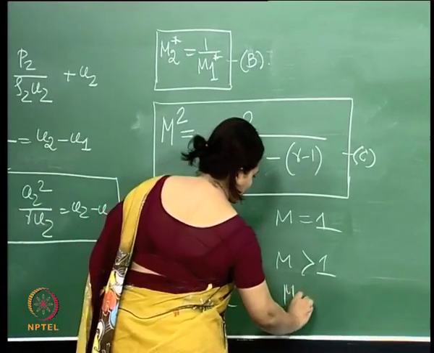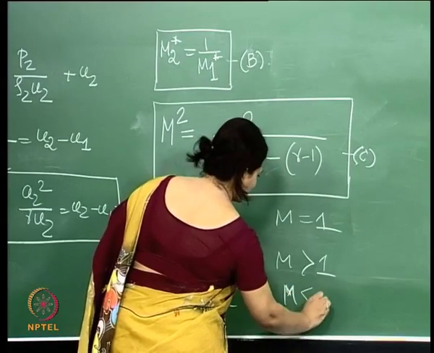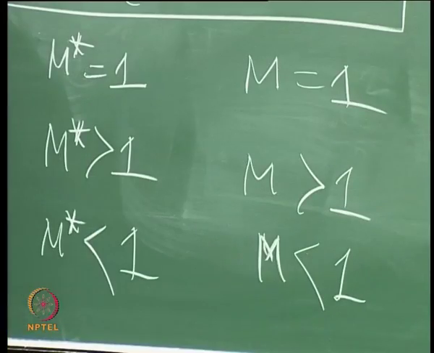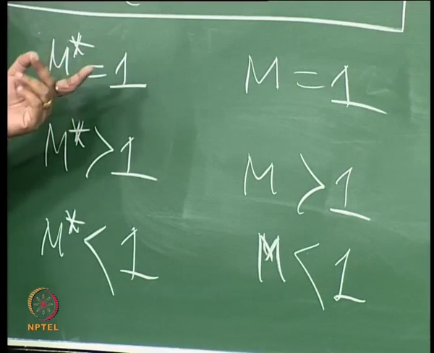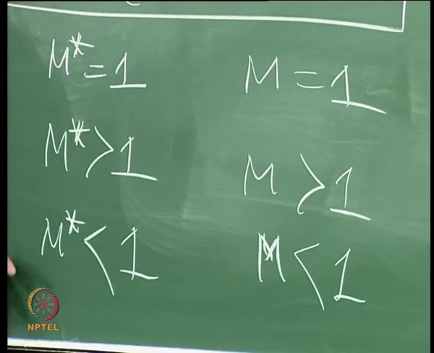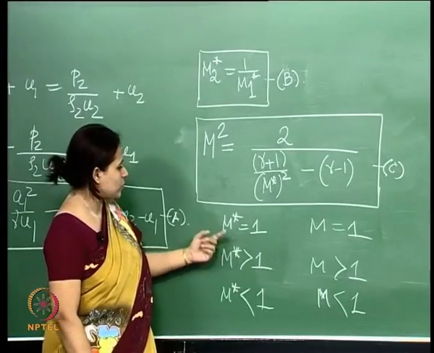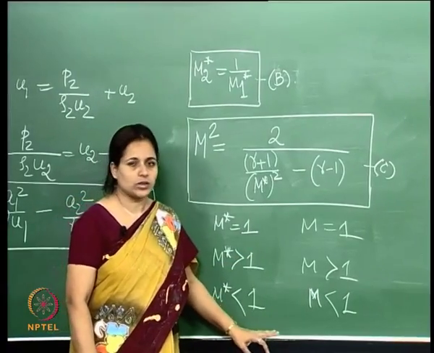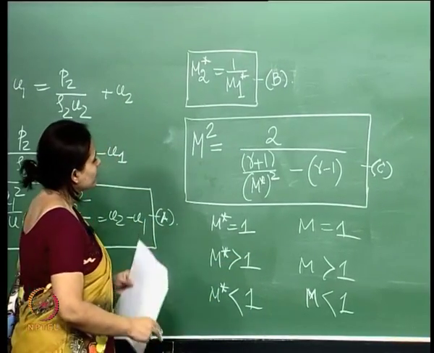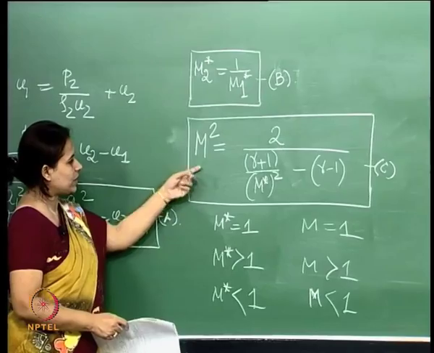So, verify whatever I am writing over here. I am saying that M star is 1, you can see this right now itself. Now, verify this for yourself if I am correct. If it is supersonic, then M is also supersonic. If it is subsonic, this is also subsonic. So, this is what we understand from C.